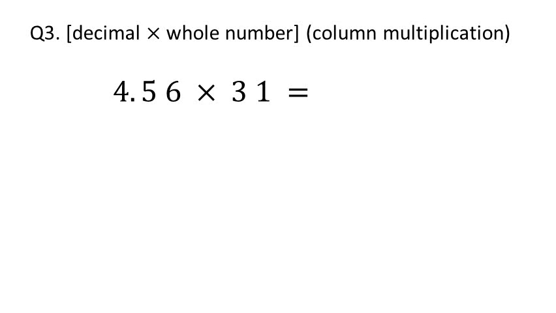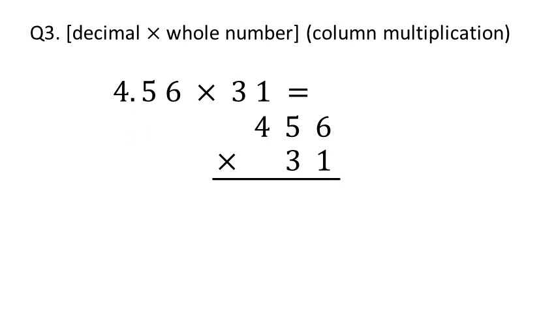Let's see the last question. 4.56 times 31. First of all, let's ignore the decimal point. So we calculate 456 times 31 by column multiplication.